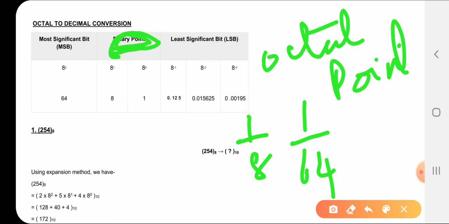8 power 3 is 512, so 8 power minus 3 is 1 by 512. When you divide 1 by the denominator, you will get the value. So 1 by 8 means 0.125, 1 by 64 means 0.015625, and 1 by 512 means 0.00195. Okay.